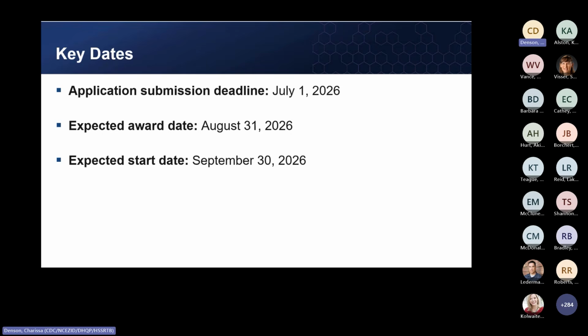Here are some key dates to remember. Applications are due July 1st, 2026. CDC anticipates making awards by August 31st, 2026, with a projected start date of September 30th, 2026. We encourage applicants to begin preparing early and ensure that all required registrations, including SAM.gov and grants.gov, are active and current well before the application deadline.